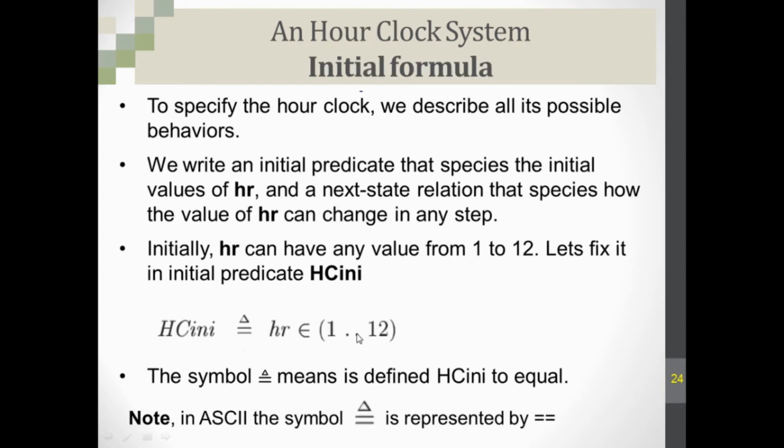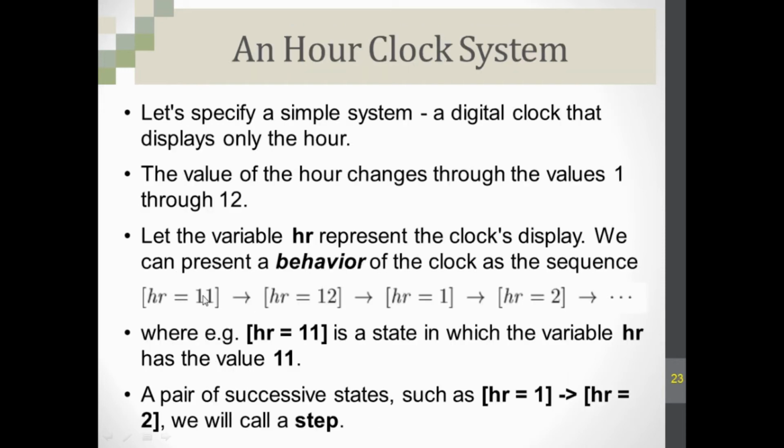As we say, in any TLA specification, at least we should have an initial formula and a next formula. The initial formula gives the initial value of the variables, and then the next formula represents what the next action is. For example, in our clock, if the first value is 11, what's the next? The next is plus 1. Or if we go to 12, the next is 1.